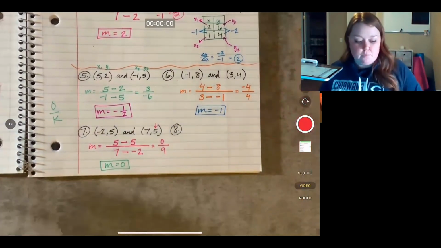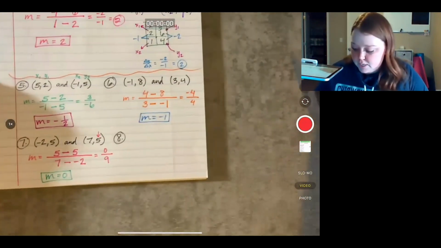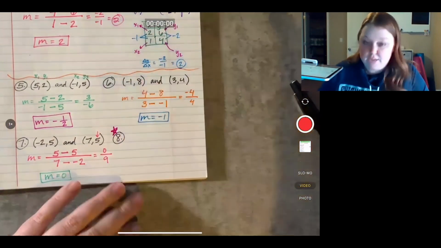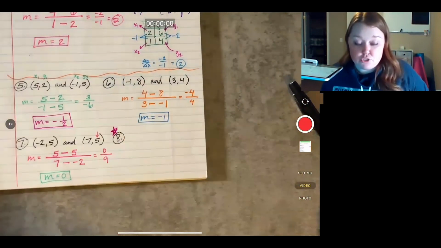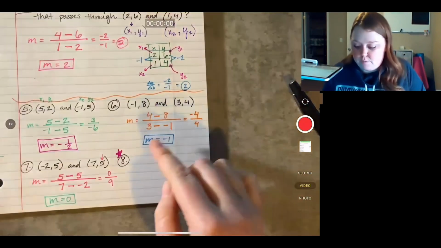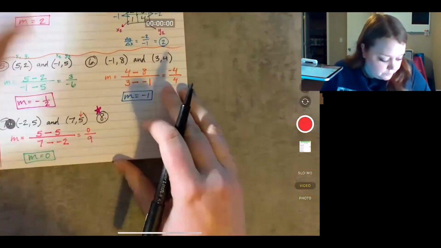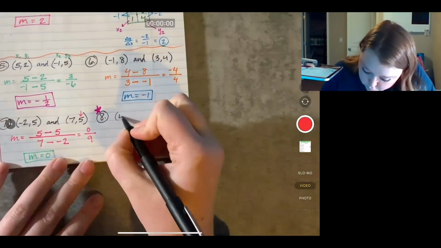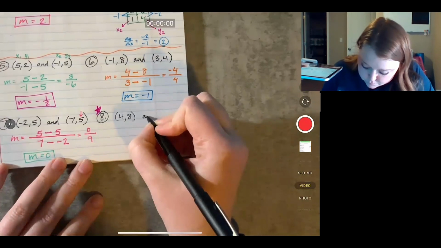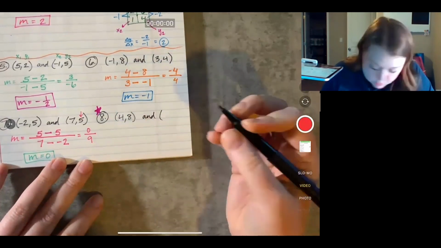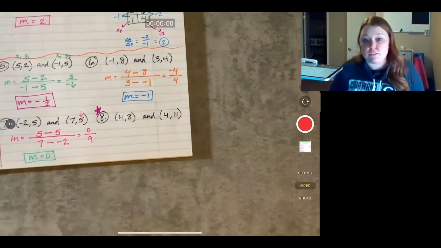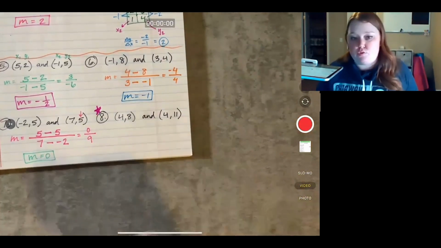Okay. This last one is a question for you to do. You're going to enter it in your entry task. So you got 2 practice questions, right? You have number 4 and number 8. So here's number 8. 4, 8 and 4, 11. You're going to find the slope of those 2 points.